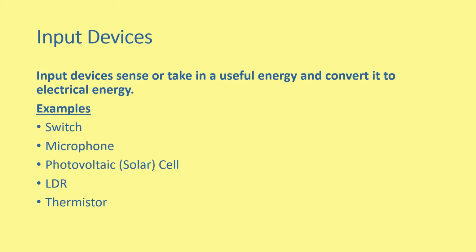Examples: the switch. By pressing the switch, you're completing a circuit which allows electrical current to flow to the next part of the circuit. A microphone takes in sound energy and converts it into electrical energy. A photovoltaic or solar cell takes in light energy and converts it to electrical energy. An LDR, which is a light-dependent resistor, has a resistance value that's dependent on the level of light. A thermistor has a resistance value that's dependent on the temperature. We'll look at each of these input devices within other circuits as we go through.